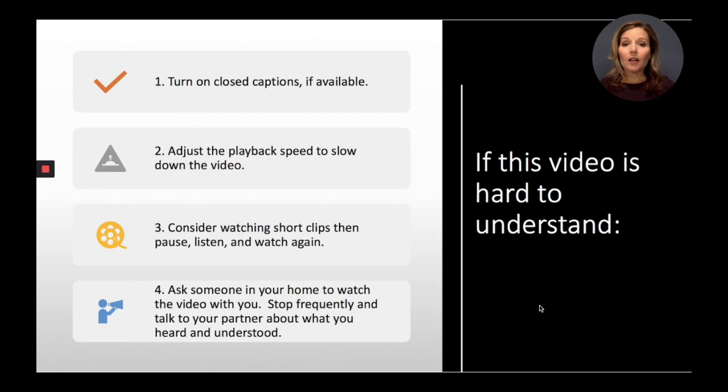If this video is hard to understand, please turn on your closed captions if they're available, adjust the playback speed to slow down the video, consider watching short clips, then pause, listen, and watch again, or ask someone in your home to watch the video with you. Stop frequently and talk to your partner about what you heard and what you understood.